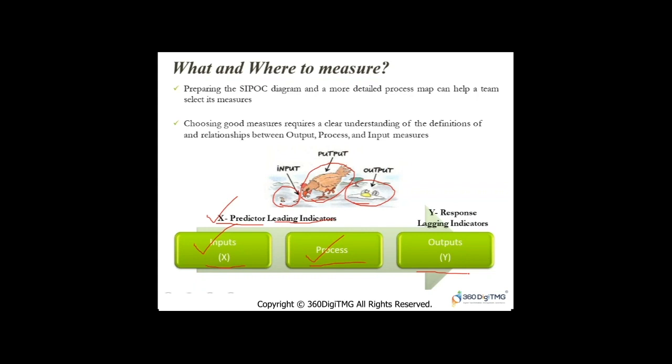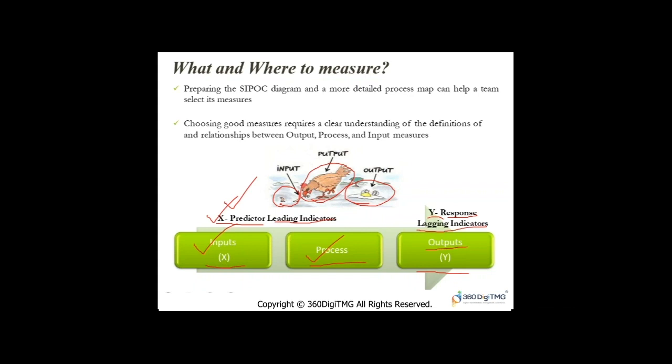So whatever work I perform on X is before something is delivered, before something is accomplished. Hence, these are called leading indicators. On the other side of the spectrum, we have Y, which is the output variable. Another name for this is response variable. These are called lagging indicators.